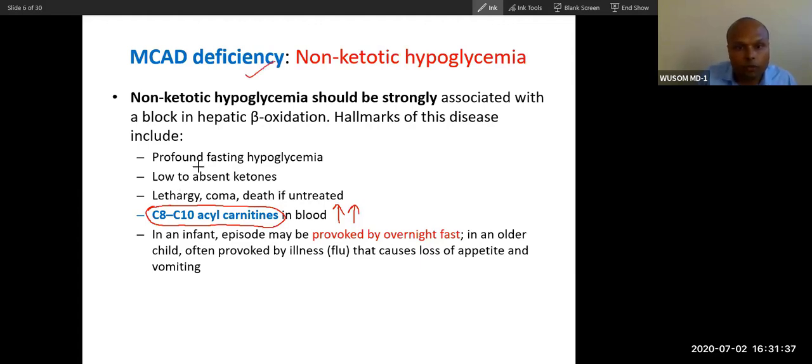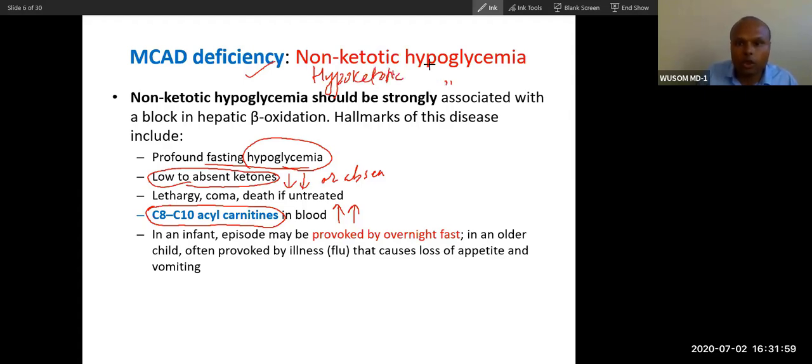There is fasting hypoglycemia, and ketone will be low or absent. That is why it is called non-ketotic hypoglycemia or hypoketotic hypoglycemia. Both terminologies can be used. Don't confuse, both are the same, related to the same disorder.